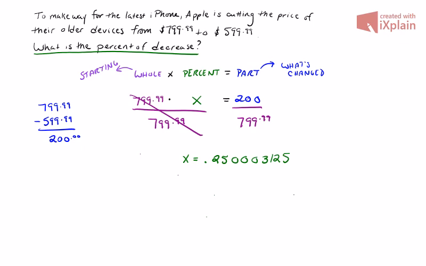So what we want to do is locate that decimal point, and again, we're going to use our shortcut to send the decimal point back 2 spaces. This now gives us x is equal to 25.0003125%. But again, this is kind of long-winded, so we'll go ahead and utilize rounding in order to pretty up our answer.